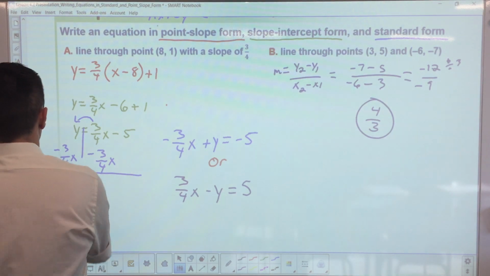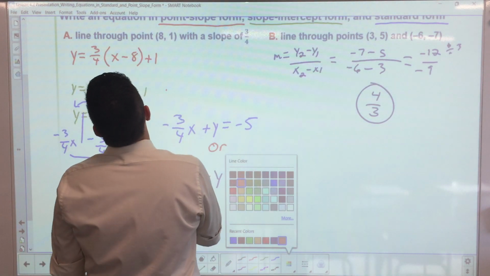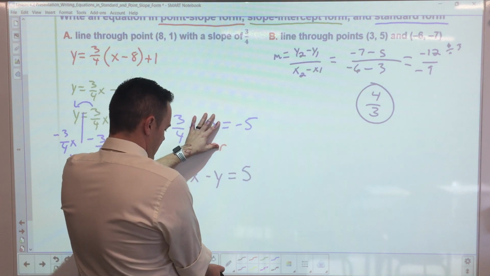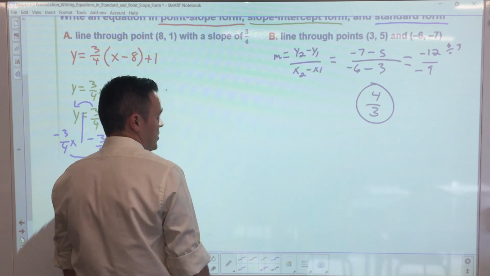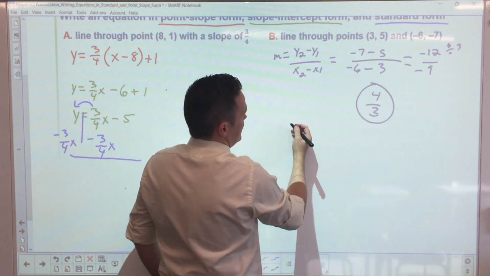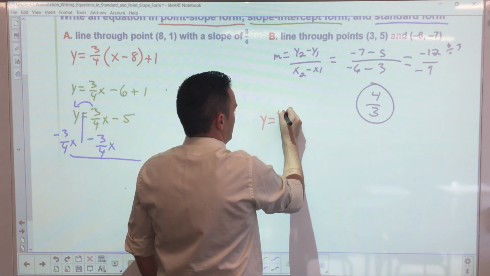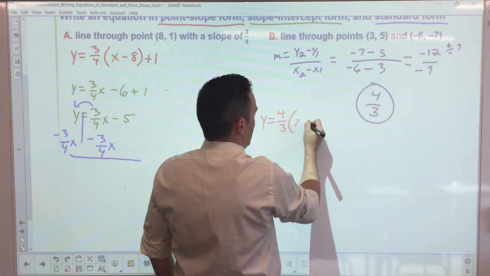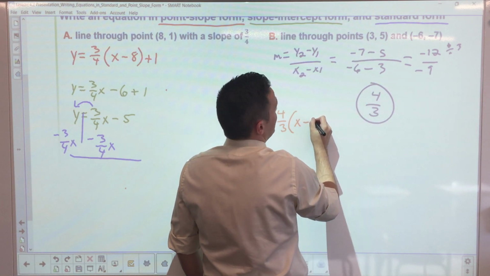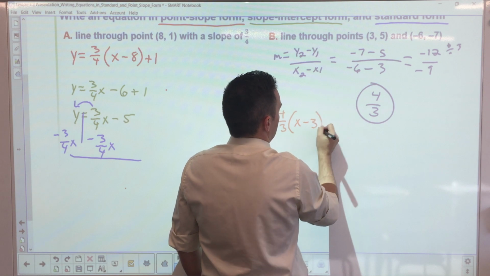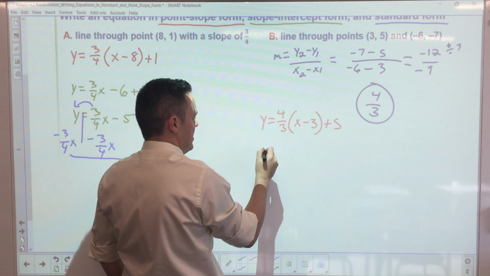Now that I have my slope, you can continue on. Make sure you guys can continue on this formula. It's a long way home, but we'll get there. Okay, so we got our slope, we got a point. Now let's write it out. y equals, my slope is 4 over 3, times x minus, and then the x value is 3, plus my y value of 5. All right, combine them together.